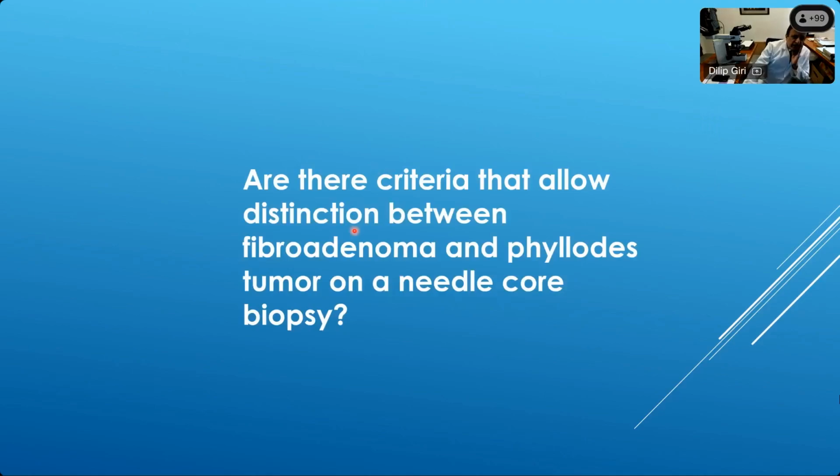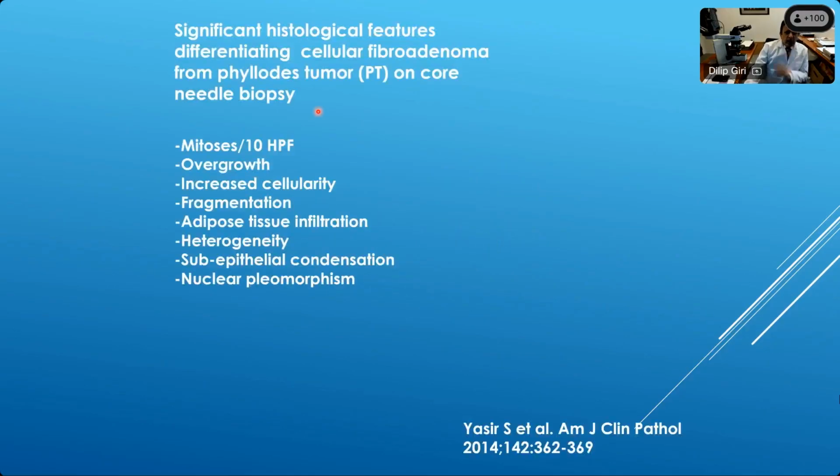So are there morphologic criteria that allow distinction between fibroadenoma and Phyllodes tumor on a needle core biopsy? Now, obviously, this question has consumed the minds of a generation of pathologists, right? So it's not surprising that there is considerable literature on this subject. The question is how useful these findings are. I will show you only one study. This came from Johns Hopkins a few years ago.